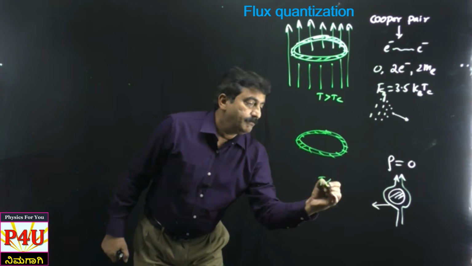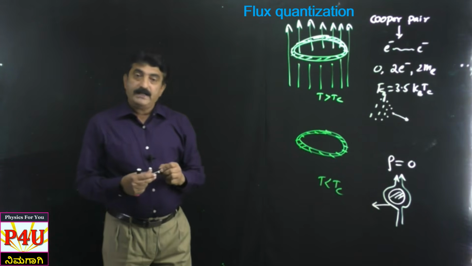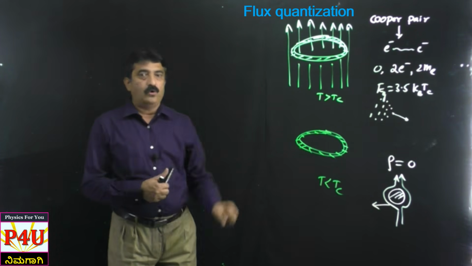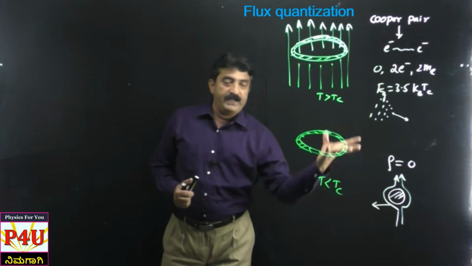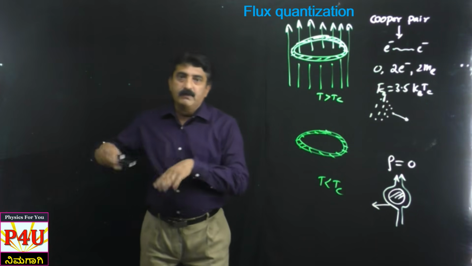Reduce the temperature below Tc, right? And then take out the magnetic field. Don't keep the magnet there. Take it out. Suppose if you keep it there, this type of bending will occur. Now do one thing, take out the magnetic field.